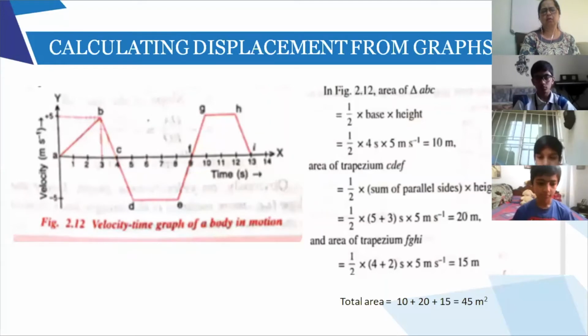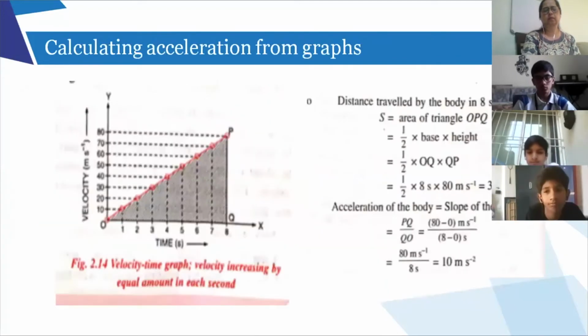Simple it is. Yes, ma'am. Now, the next thing. Again, one more graph, a velocity time graph. The velocity is increasing. This time we are going to find two things: first, the distance traveled, and also the acceleration. What are the two things we are going to calculate from the velocity time graph? You are going to calculate the distance and the acceleration.